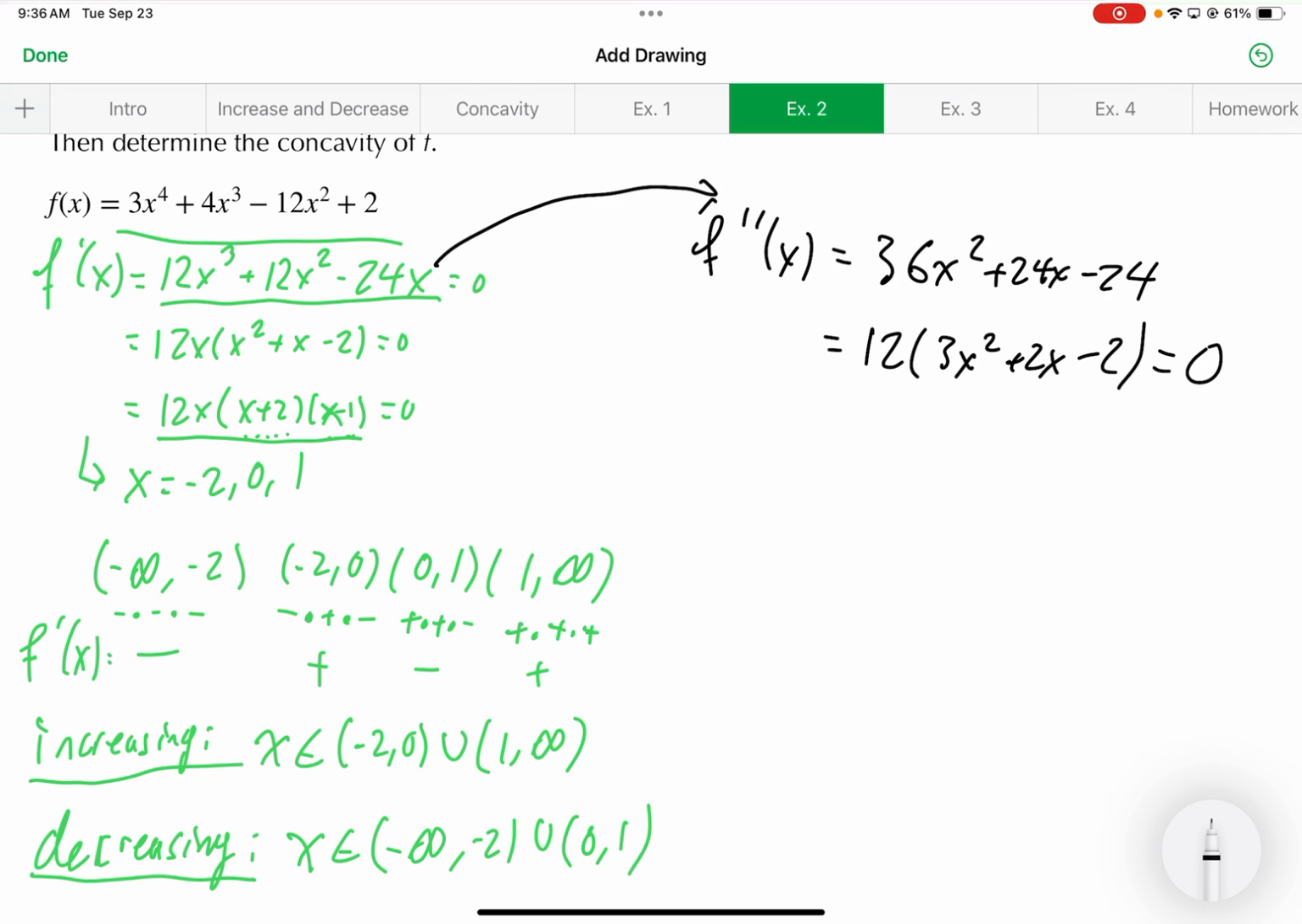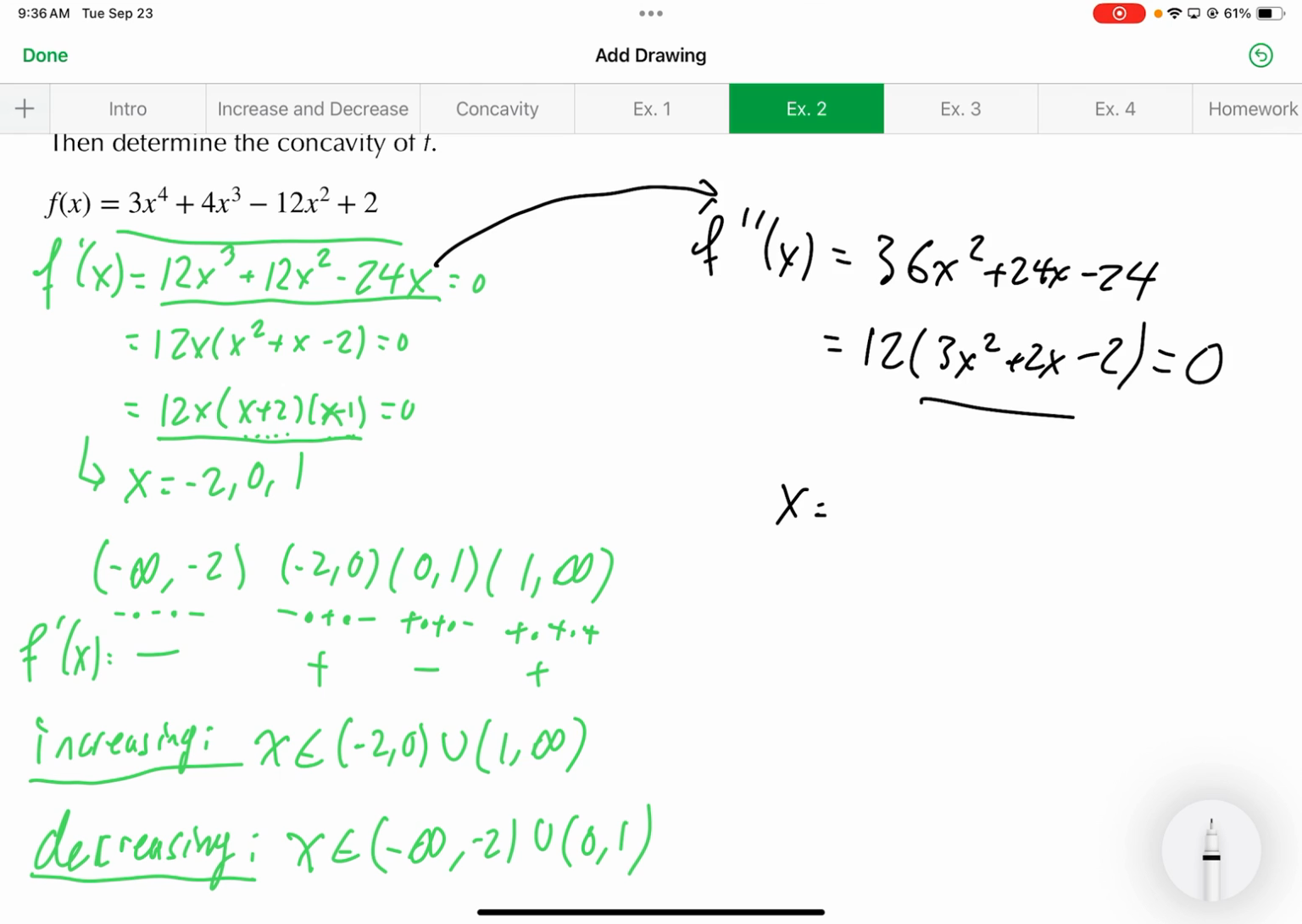Is that factorable? I know 3x squared plus, or maybe it's something like 3, 2, and 1. I know those coefficients are factorable. But 3, 2, and negative 2, not factorable. We can't factor that. But I still need to set it equal to 0. So what should I do? I should indeed do the quadratic formula with this right here.